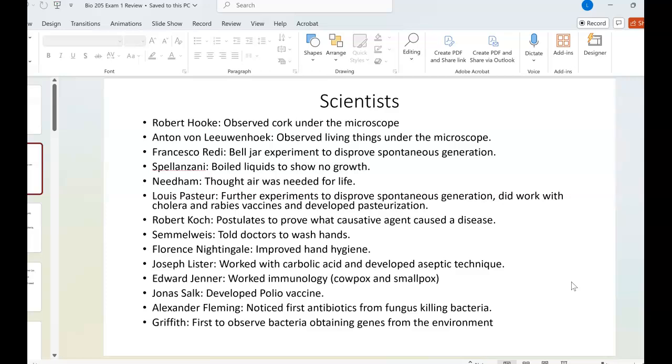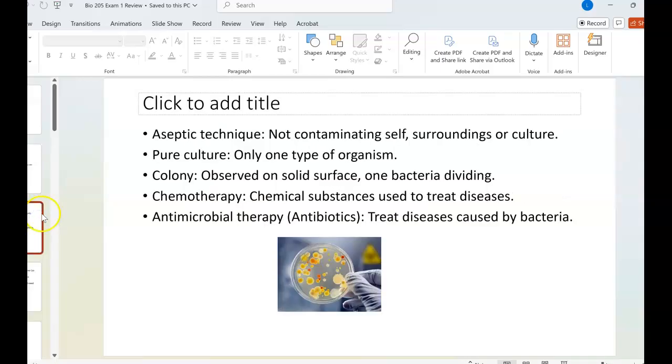So if you like flashcards, it might be a good idea to make up some flashcards with the name and their contribution on the other side. So you will need to be able to recognize their name and contribution. In this chapter, we also talked about some different definitions.